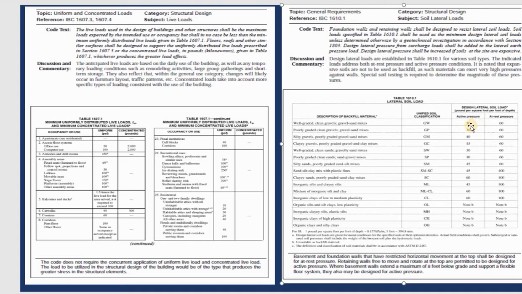For the active pressure, the maximum is 30. For the well-graded gravel we have 30 for active pressure, and after that for at-rest pressure it is 60. It depends on whether at that time it is active pressure or at-rest pressure, and the number stands for the change in soil load when we use a different one in a different situation, active or at rest.